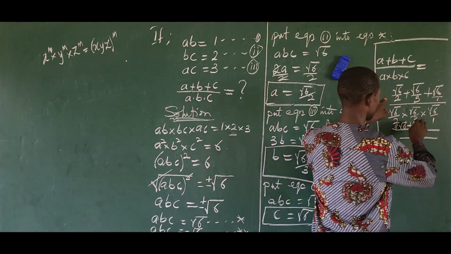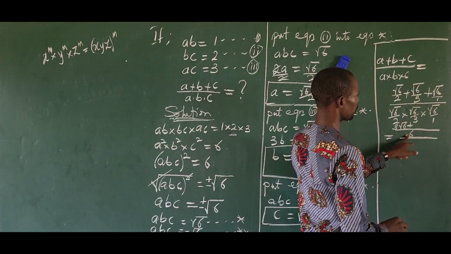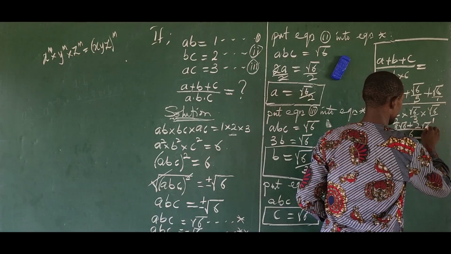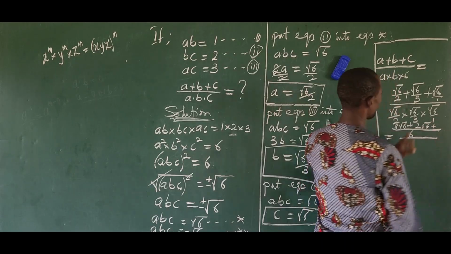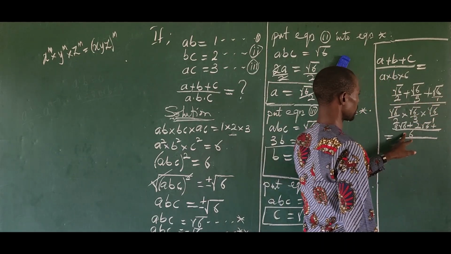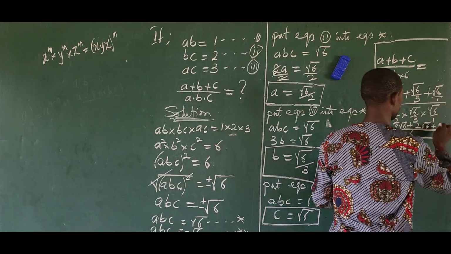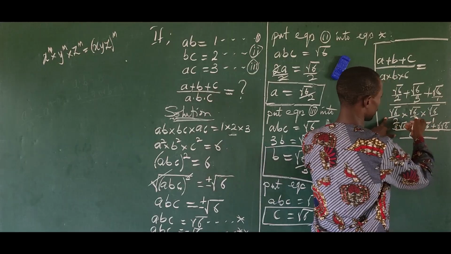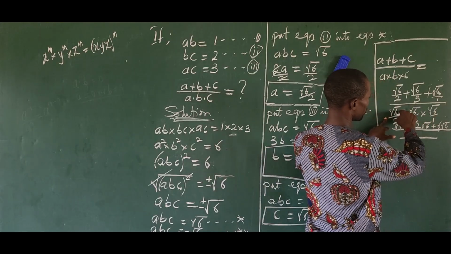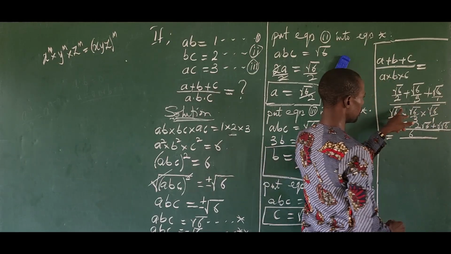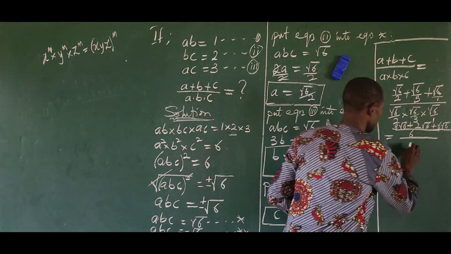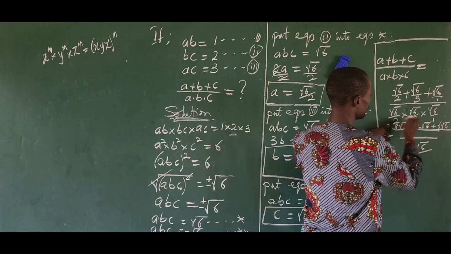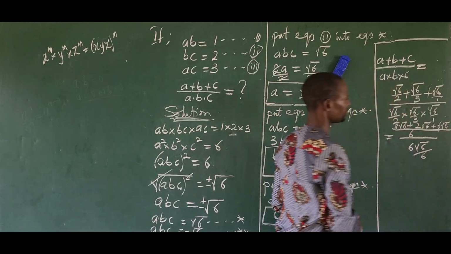Then plus, here we have 3 into 6 will give us 2. 2 times root 6 will give us 2 root 6. Plus, here we have 1 into 6 will give us 6. 6 times root 6 will give us 6 root 6. Alright, so at the bottom, if we multiply through, you will have root 6 times root 6 times root 6. Root 6 times root 6 will give us 6. We're going to have 6 root 6 all over 2 times 3 will give us 6.